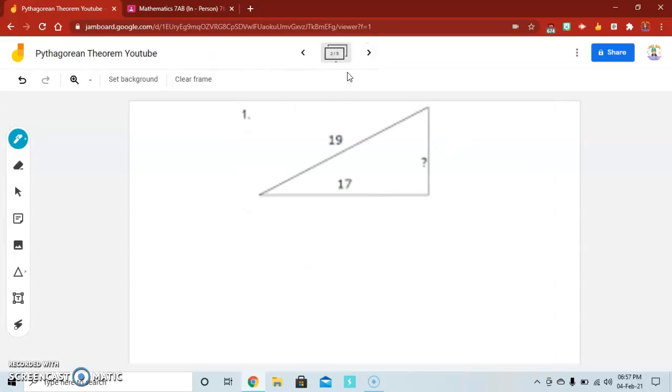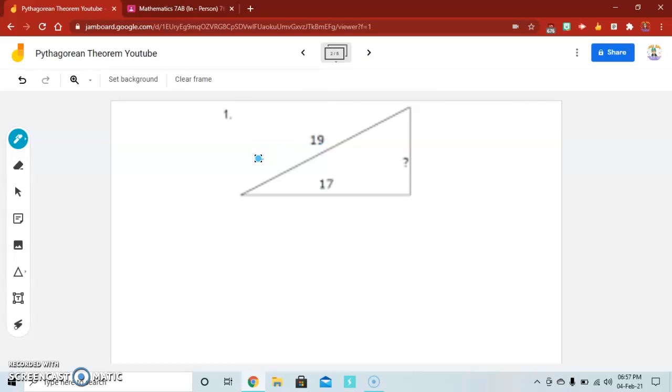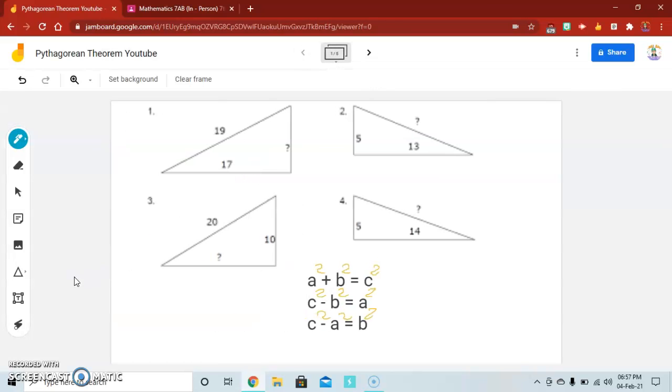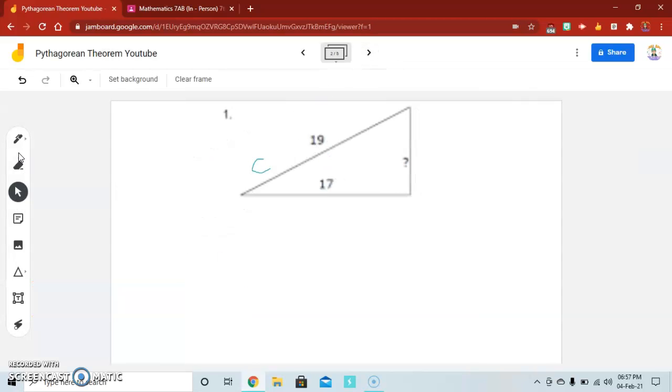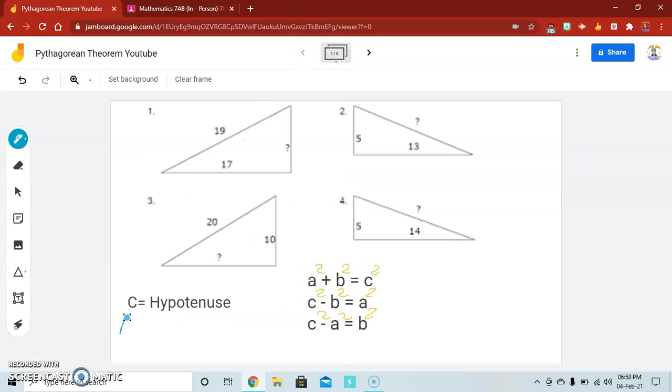So the long length is C, which I'm going to type here. C is equal to the hypotenuse. Hypotenuse, as I said, is equal to C, which is the longest side here. So this side here is going to be A, and the bottom side is going to be B. These parts, A and B, are legs.